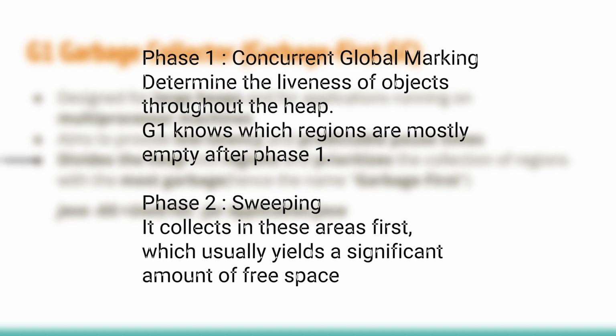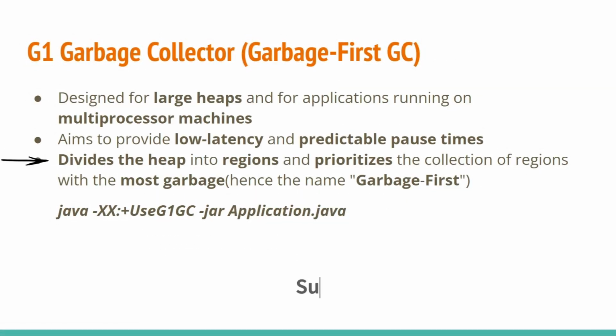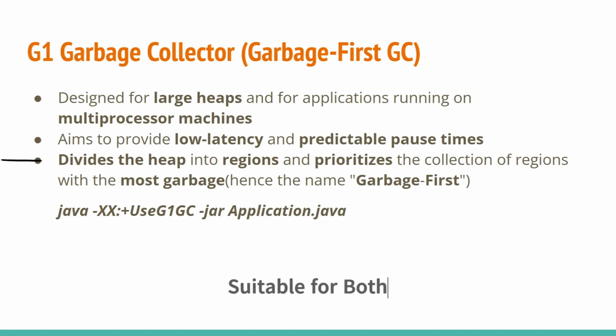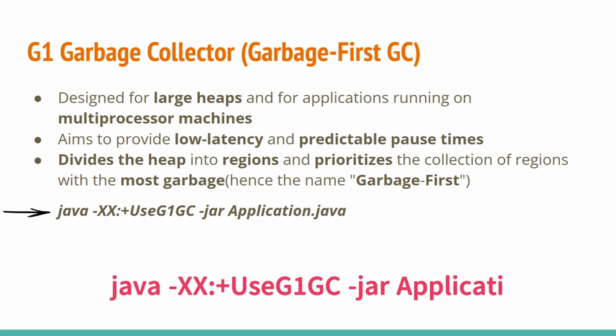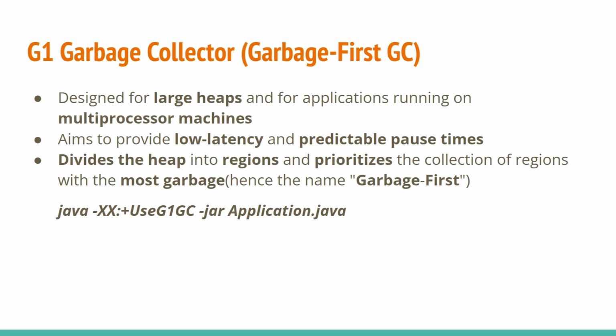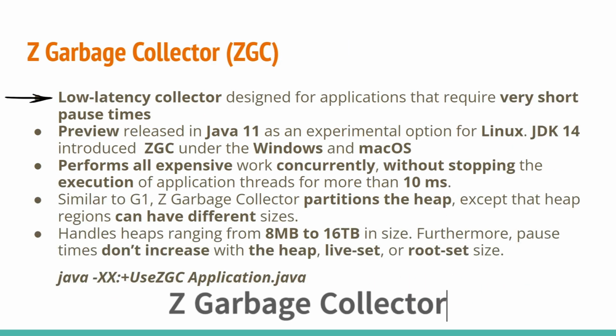Phase 2 is known as sweeping. G1 is suitable for server and client class machines and is often recommended for large scale applications. If you want to use it, then you need to pass use G1 GC in your command line parameter as shown in the example. Next is ZGC, that is Z garbage collector.